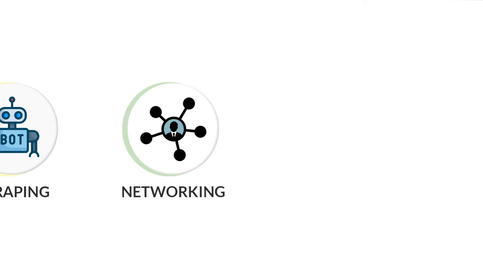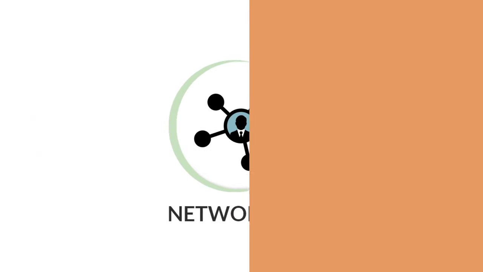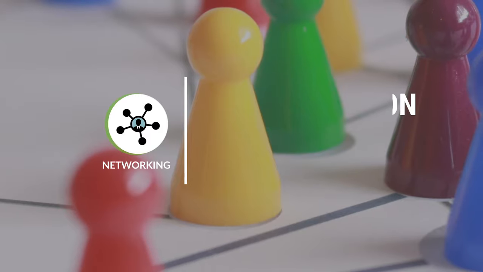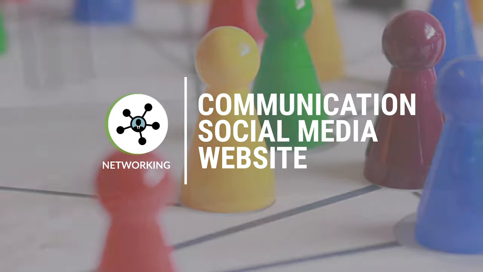In this video, we'll look at three different ways to create a list: networking, scraping, and buying. First, networking. This can be divided into three branches: communication, social media, and website.